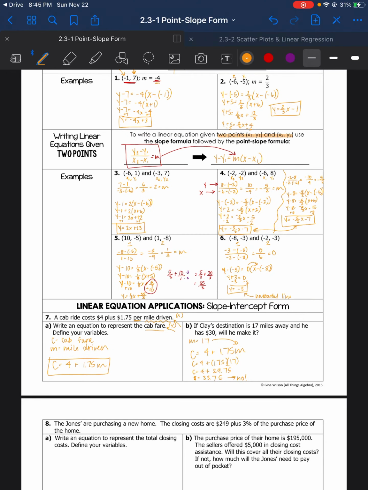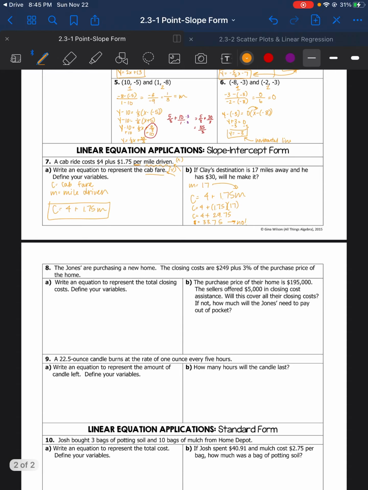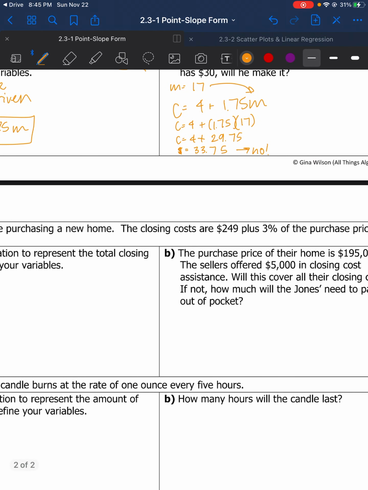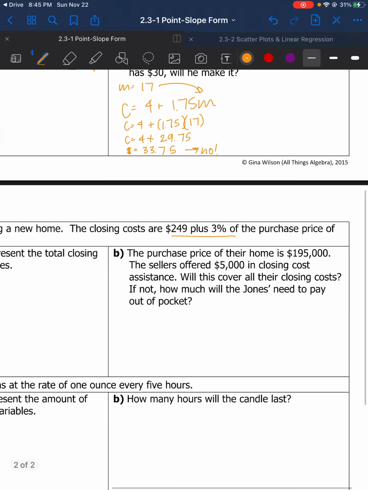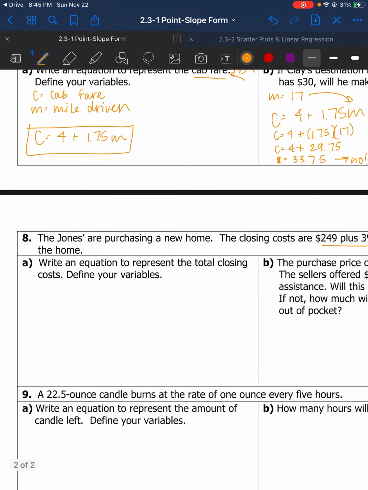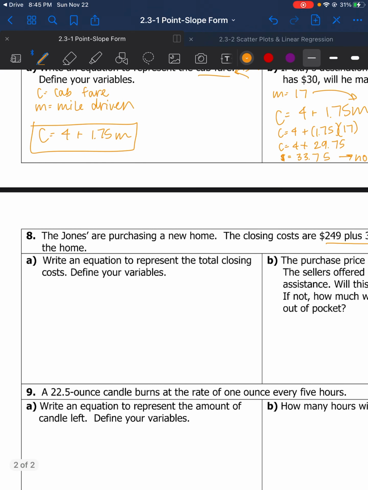Okay. Let's see. Number 8. The Joneses are purchasing a new home. Closing costs are $249 plus 3% of the purchase price of the home. Write an equation to represent total closing costs and define your variable.